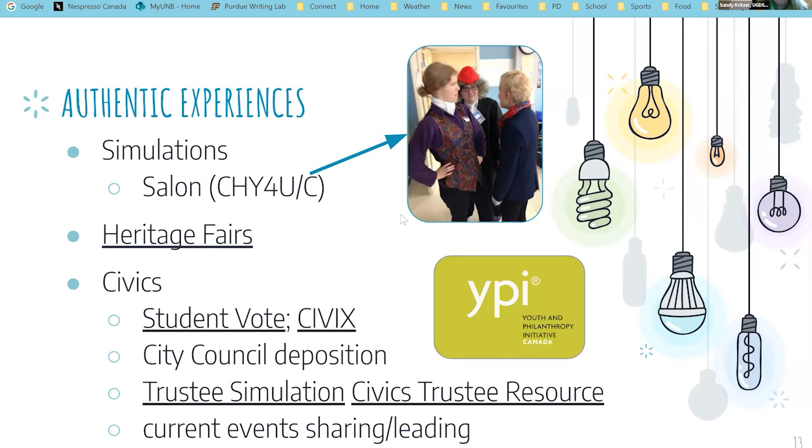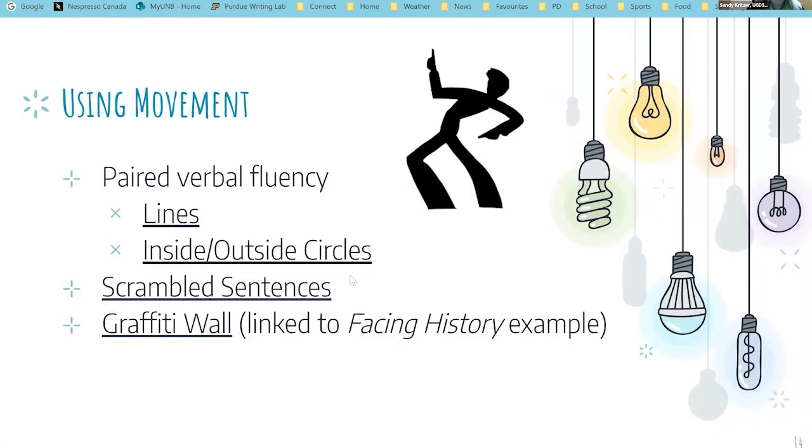All right, so glad that you enjoyed those authentic experiences. So I mentioned at the beginning that we would talk more about movement, and this is where you can use movement when you're deepening thinking and understanding and talking about concepts. So 2 examples of paired verbal fluency are where you do it in 2 lines, or you can do inside outside circles, and I've linked in how to do that.